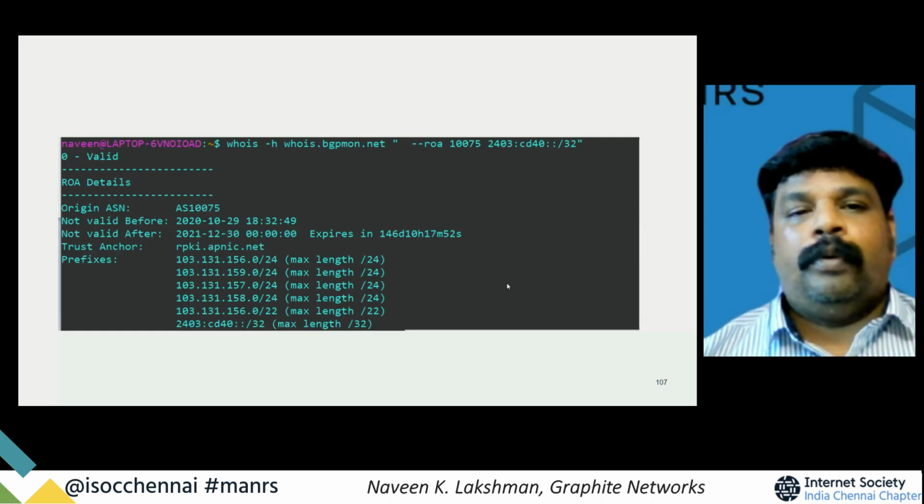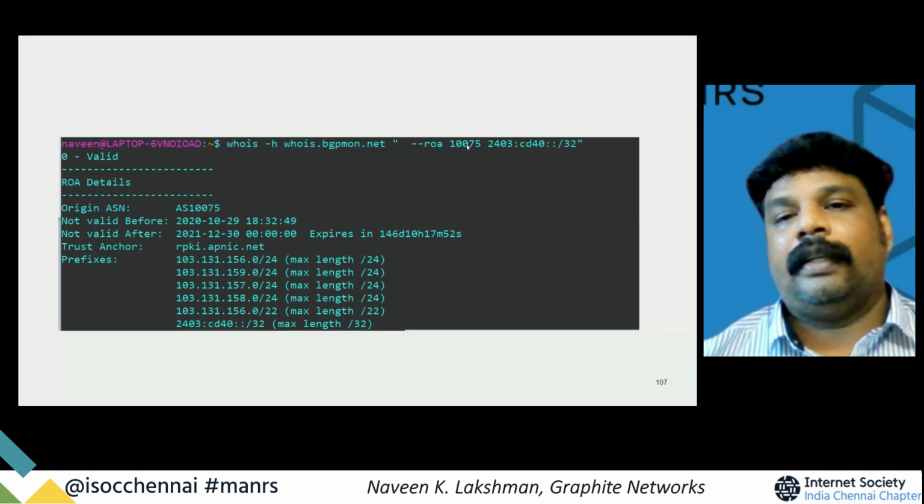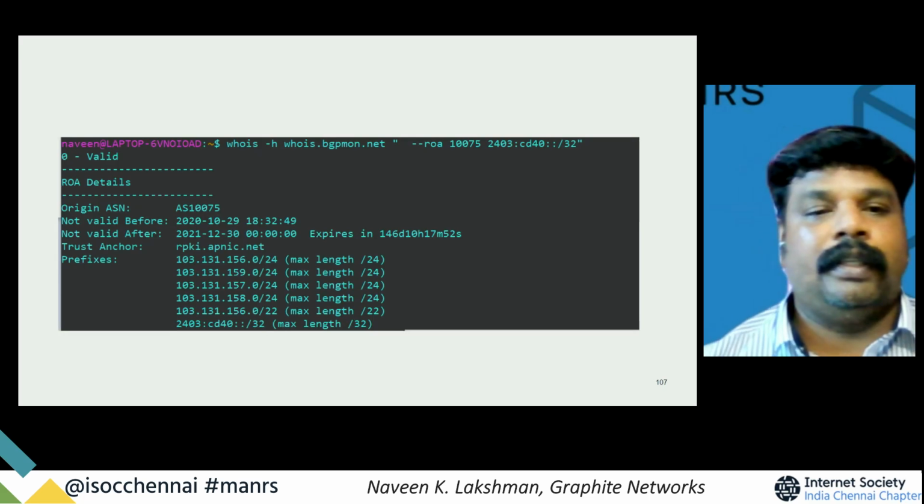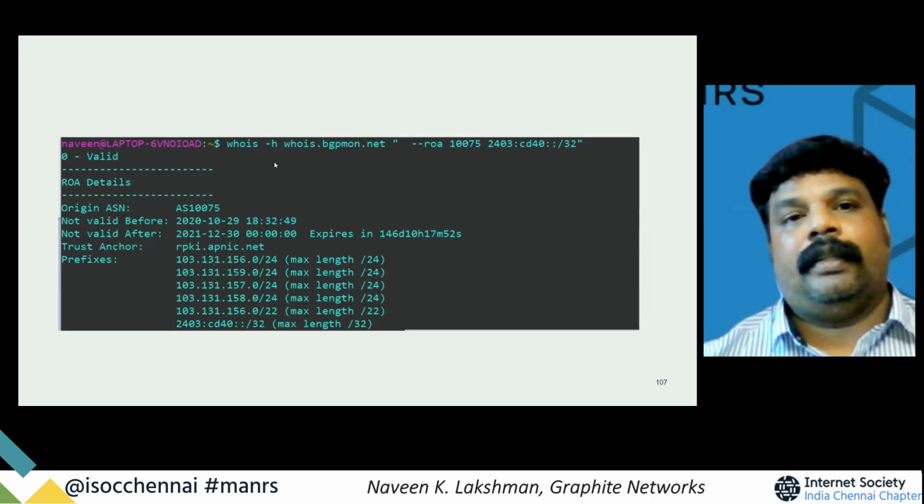So if you do whois for a particular address space, you can see that this is again Fiber at Home. The prefix 2403:CD940::/32. You can see that it's a valid prefix. So that can be checked using whois as well.